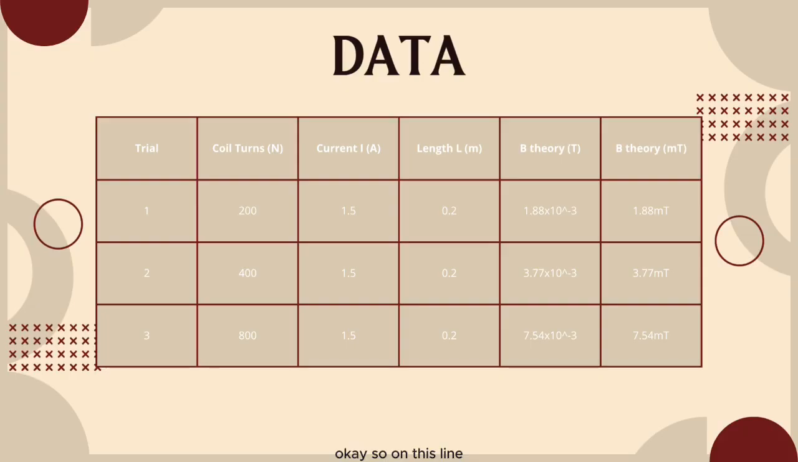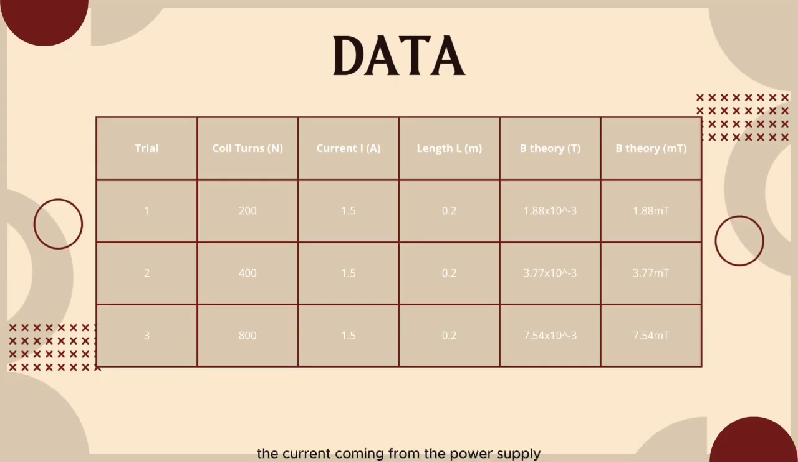Okay, so on this slide, I'm showing the data we used for the experiment. The whole point of what we were testing was how the magnetic field inside a coil changes when you change the number of turns in that coil. The coils we used were labeled 200 turns, 400 turns, and 800 turns. That just means how many times the wire is wrapped around the coil, the number of loops of wire.